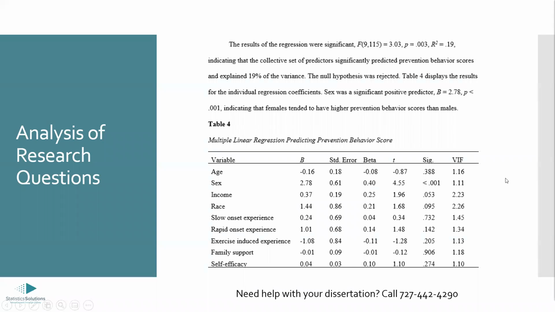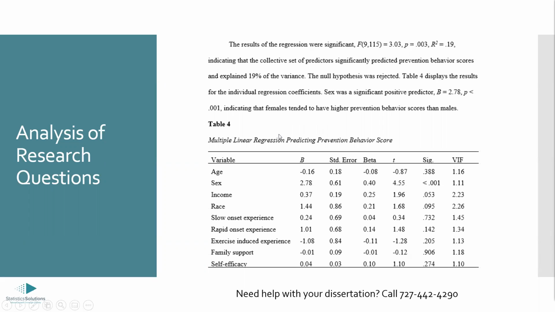Now here are the results of a regression analysis. So for a regression, you may want to start with the results of the overall regression model. In this case, this would be an F test. So again, we present our F statistic and degrees of freedom, as well as the p-value for that test and our R-squared value, or the percentage of variance explained. In this case, our regression is significant, and we make a statement where we reject the null hypothesis because that regression is significant.